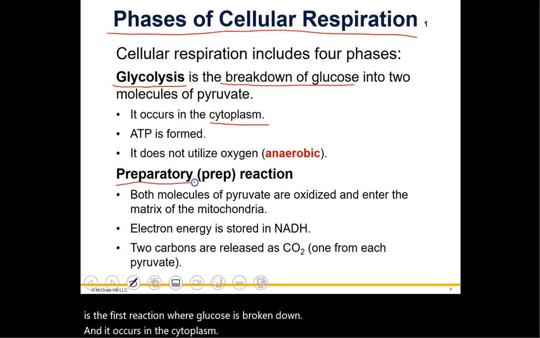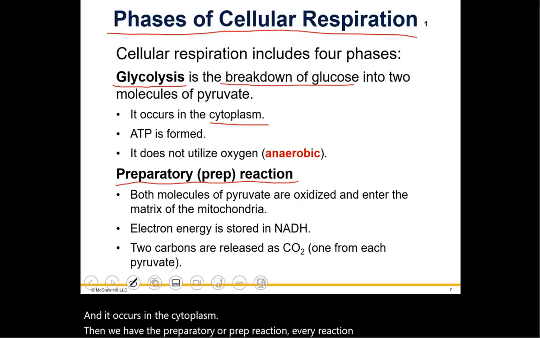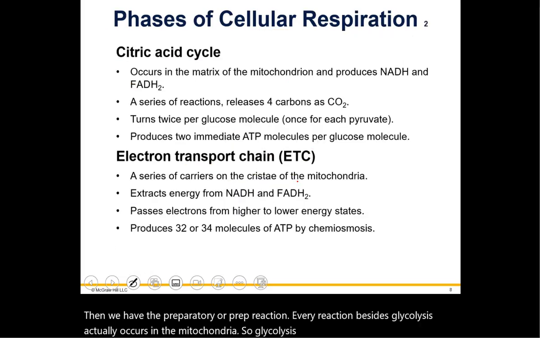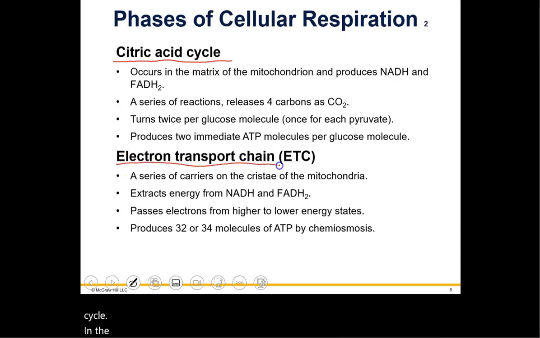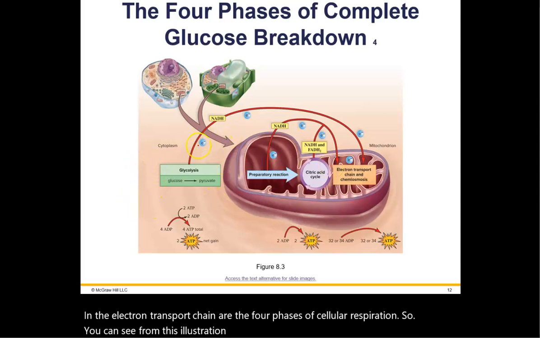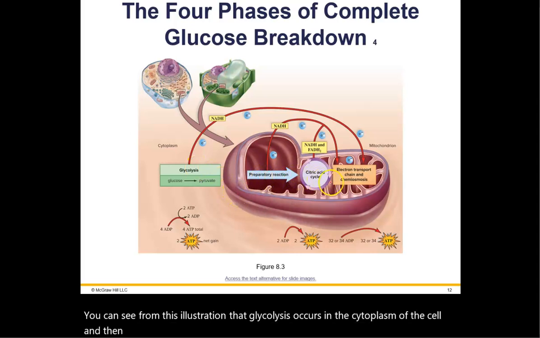Then we have the preparatory or prep reaction. Every reaction besides glycolysis actually occurs in the mitochondria. So glycolysis, the prep reaction, the citric acid cycle, and the electron transport chain are the four phases of cellular respiration. So you can see from this illustration that glycolysis occurs in the cytoplasm of the cell, and then the other three phases of cellular respiration occur in the mitochondria.